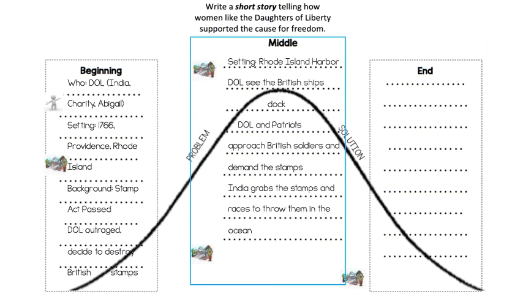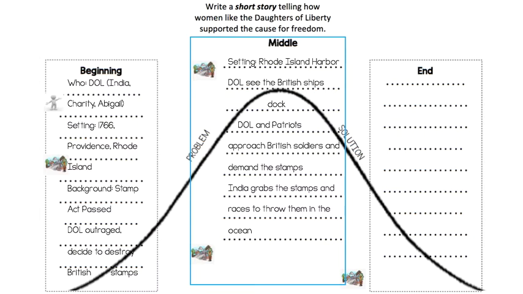So my setting changes. I'm moving to the Rhode Island harbor. The harbor is the edge of the water where boats will dock. This makes sense because I know that the Daughters of Liberty are going to be at the harbor in order to confront the British and destroy the stamps. I know my people are going to be Daughters of Liberty and also other patriots that they're partnering with. And I know their actions are going to be to approach the British soldiers and demand the stamps.